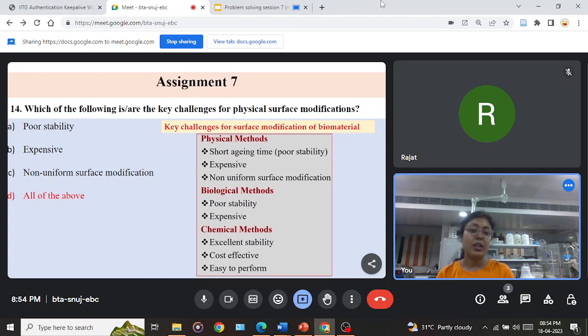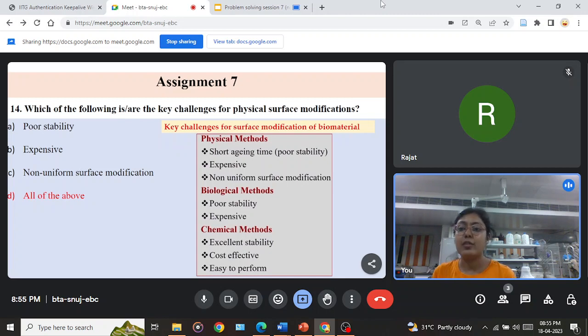Whereas in the case of chemical methods, it is usually cost effective and easier to perform, as well as there is excellent stability because a uniform surface modification is present. So not just for physical surface modification, you must remember the key challenges for biological as well as chemical methods, so that any other questions pertaining to these methods, if asked, can also be answered easily.